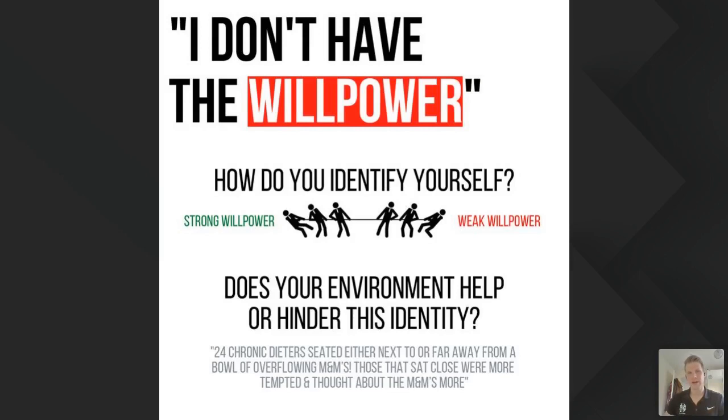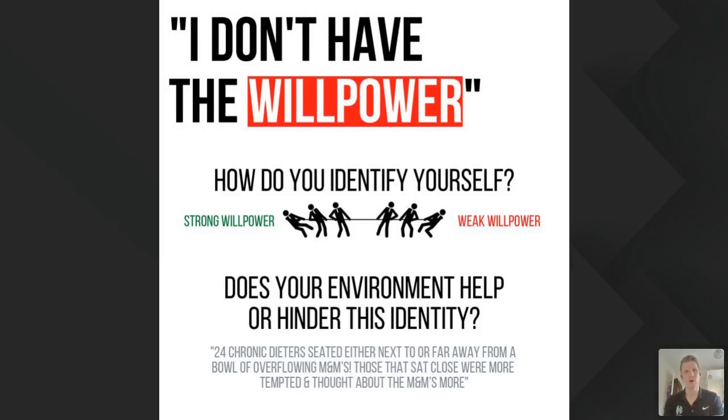And then you need to look at how your environment helps or hinders this identity. So some of the really interesting stuff that they've done is looking at eating and mindfulness around eating, and how an environment affects calorie intake. So this was the M&M study. They took 24 chronic dieters and then seated them either next to or far away from a bowl of overflowing M&Ms. Those that sat closest were more tempted, thought about the M&Ms more, and also had greater intake calories-wise of those M&Ms.